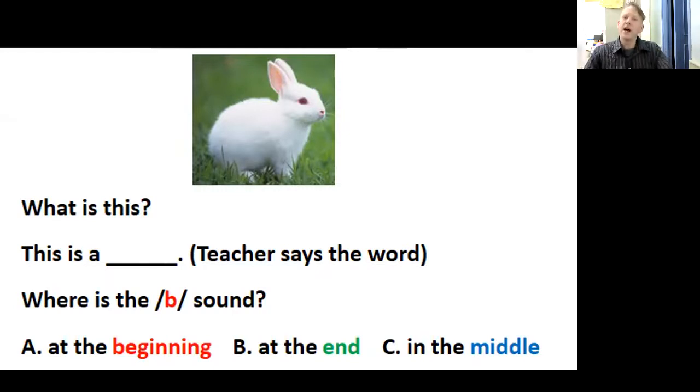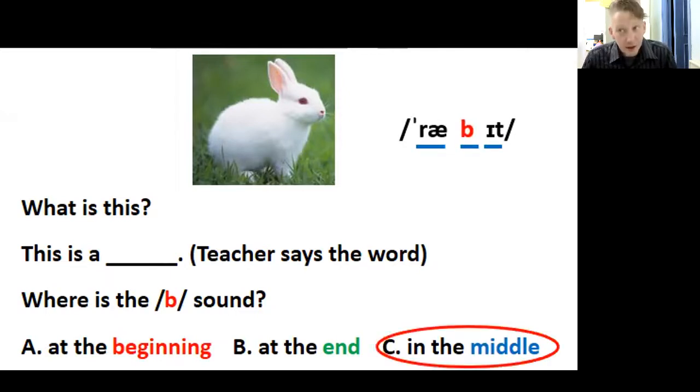No, boys and girls, it is not. Think of it again. Let's say it again. Rabbit. That's right. It's the middle sound. You hear the b, rabbit. So it becomes the middle sound. That's what we hear. And the answer would be C, in the middle. Rabbit. As you look here at the phonic, you see the B is pronounced in the middle. So this is a rabbit.